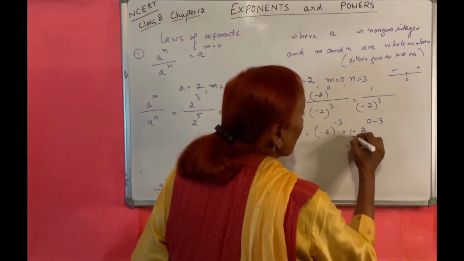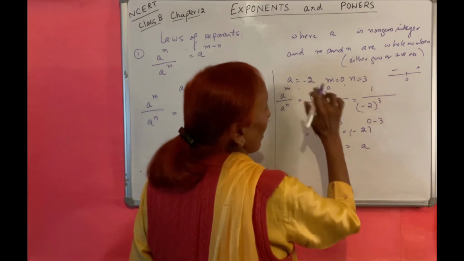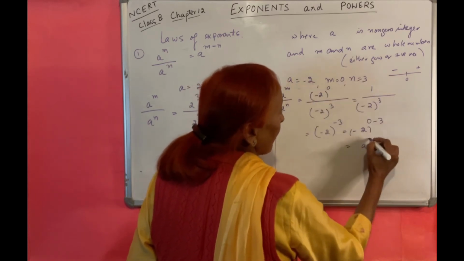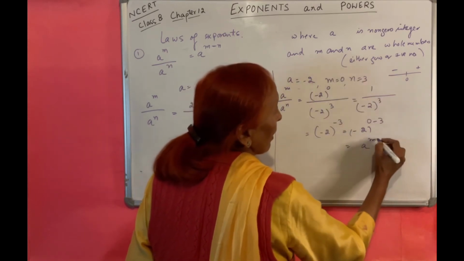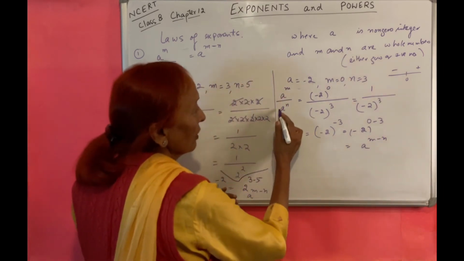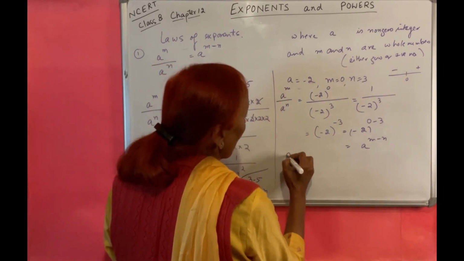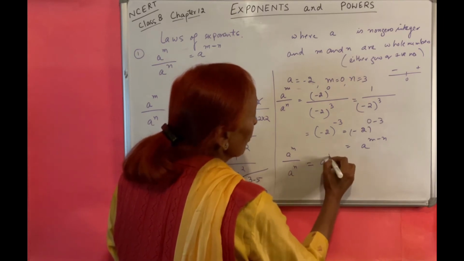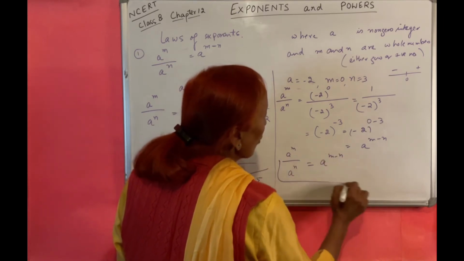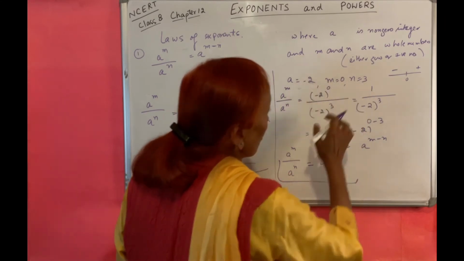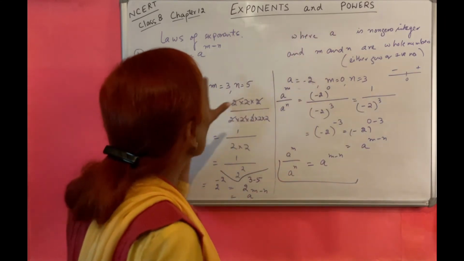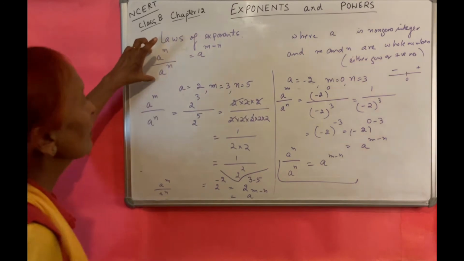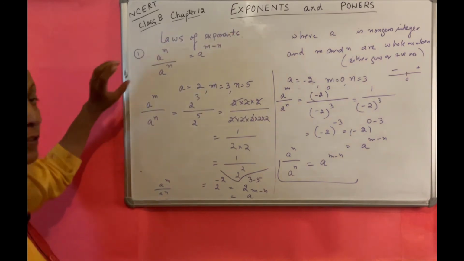So what is minus 2? This is a. What is 0? M. What is 3? N. So we started with a raised to power m upon a raised to power n is equal to a raised to power m minus n. So this law holds true for these values also. So all this is covered in these values, hence this law is proved.